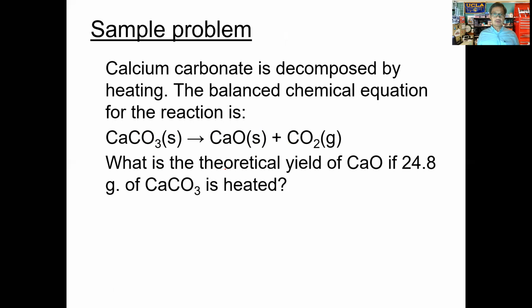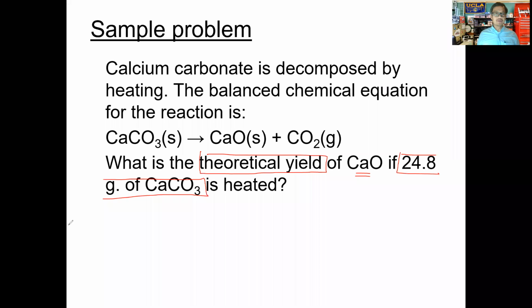All right, so they are asking us for the theoretical yield of this particular compound, okay? And they give us this amount of reactant to start out with. We have 24.8 grams of calcium carbonate to start out with, okay? And so here, I hope that it becomes pretty apparent why we do not need to calculate the limiting reagent. We can skip this completely.